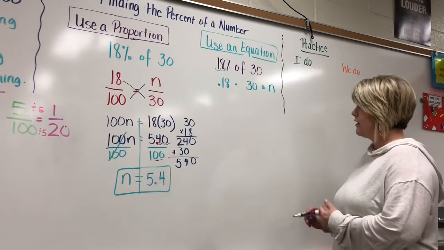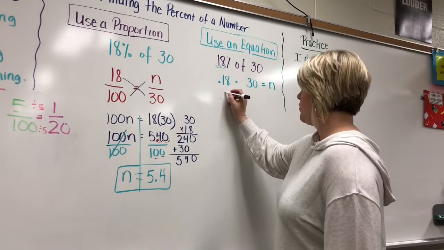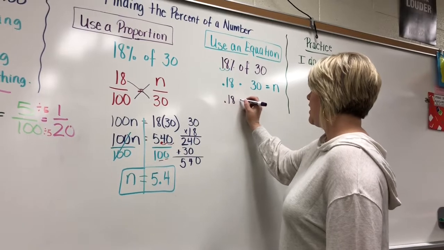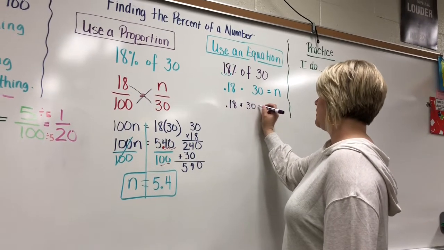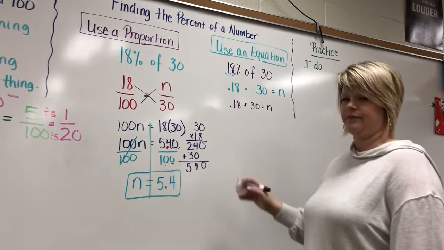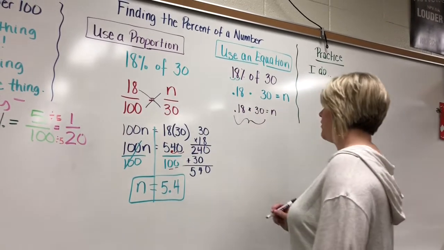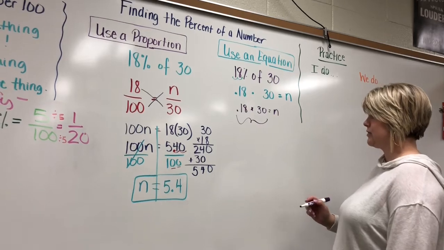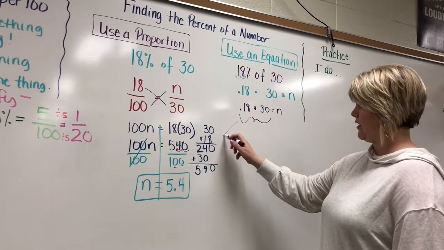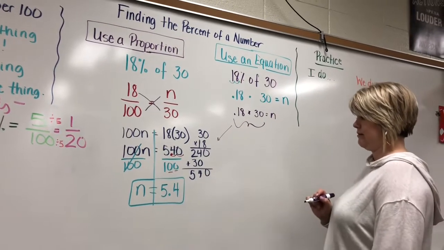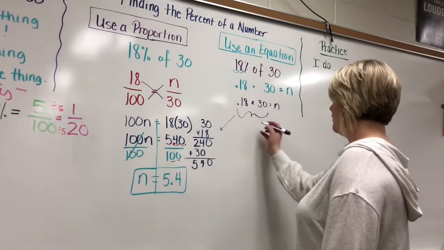So again, if you want to rewrite it, 0.18 times 30 equals n. It's all the same. And then we just solve it, right? We just go ahead and multiply 0.18 times 30. If you look down here, we already took 30 times 18.